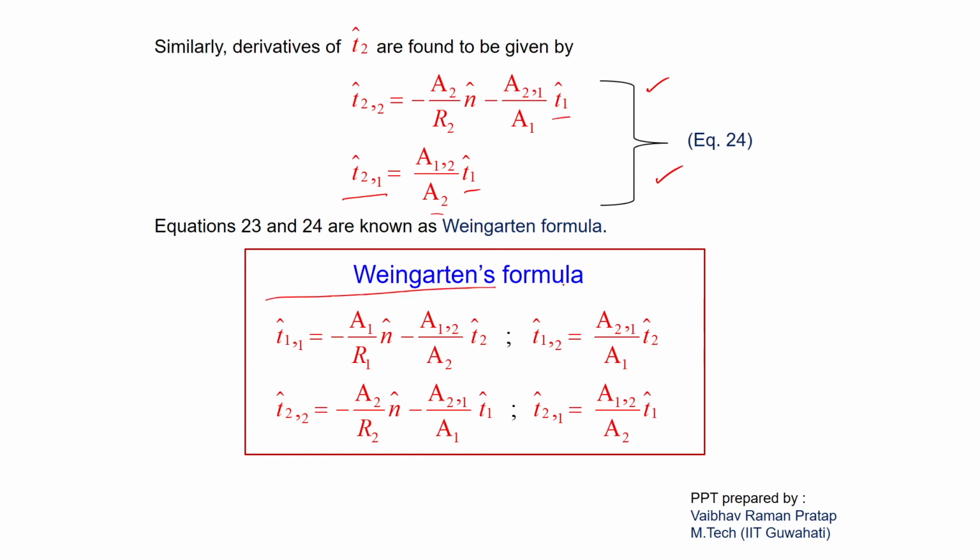So, these four differential equations are giving you the relation of the derivative of tangent vectors along the parametric curves 1 and 2, which can be represented in terms of Lamé parameters and radii of curvature. So, these four formulas are known as Weingarten formulas, and these PPTs were prepared by our MTech student Vaibhav Raman.